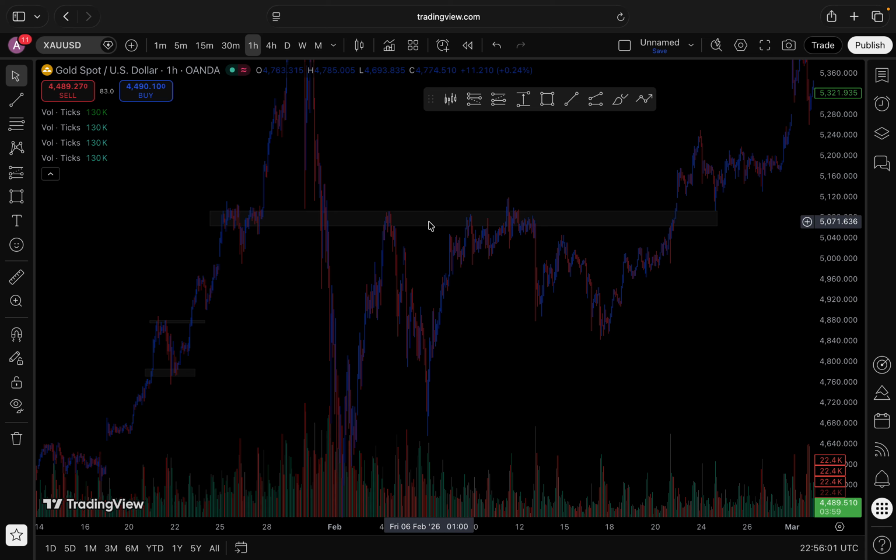And why is this my first zone? Because every time price was here, under this level, sellers were pushing price down. As you see, it got to this level, sellers were pushing price down. It got to this level, sellers were pushing price down. So I know once price gets to this level, anything under this level can potentially become bearish, right?